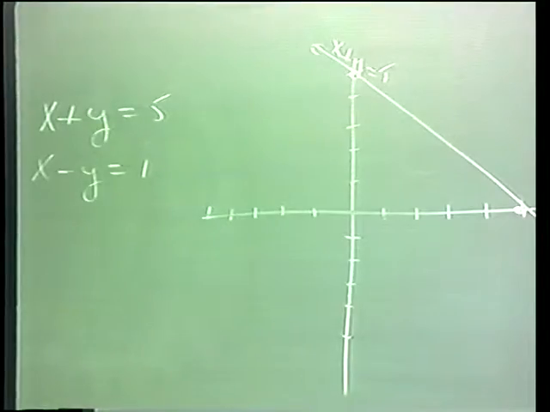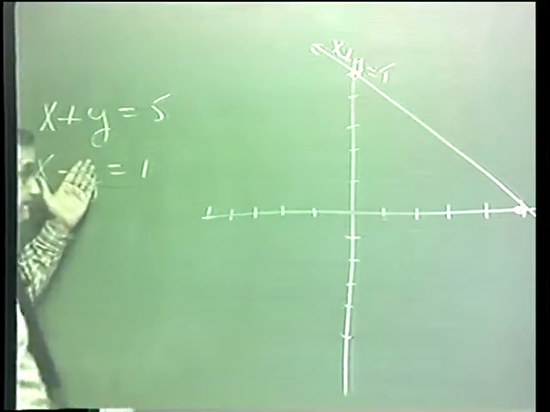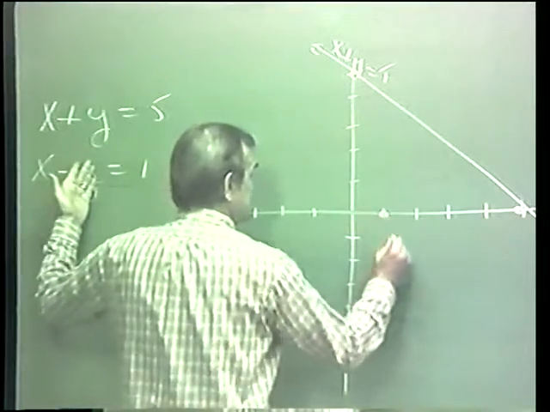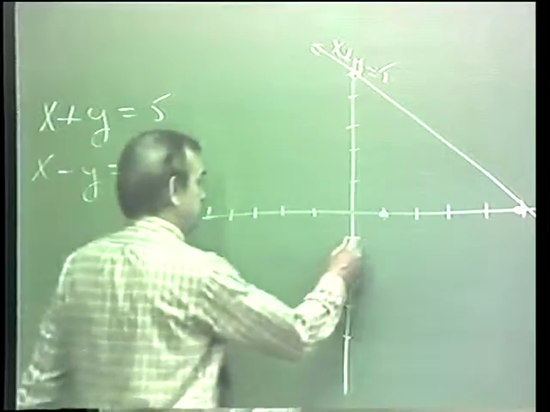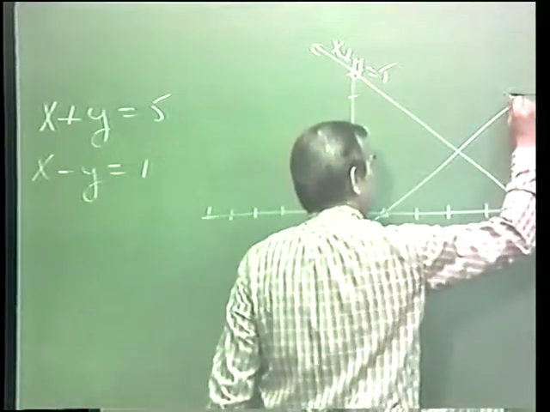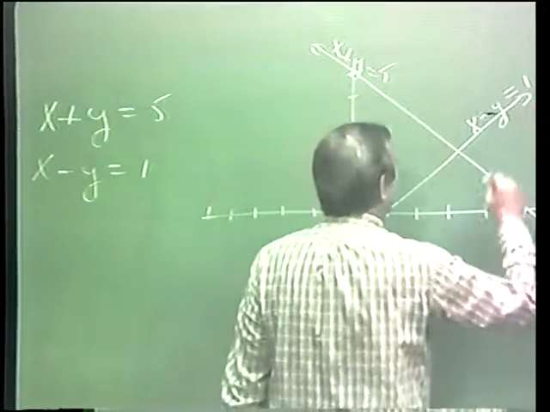Now we graph the second line. And again, I'm going to do it by the intercept method. When it crosses the x-axis, y is 0, so I come out with x equal 1. When it crosses the y-axis, x is 0, so y would come out to be negative 1. And there's the second line, x minus y equal 1.